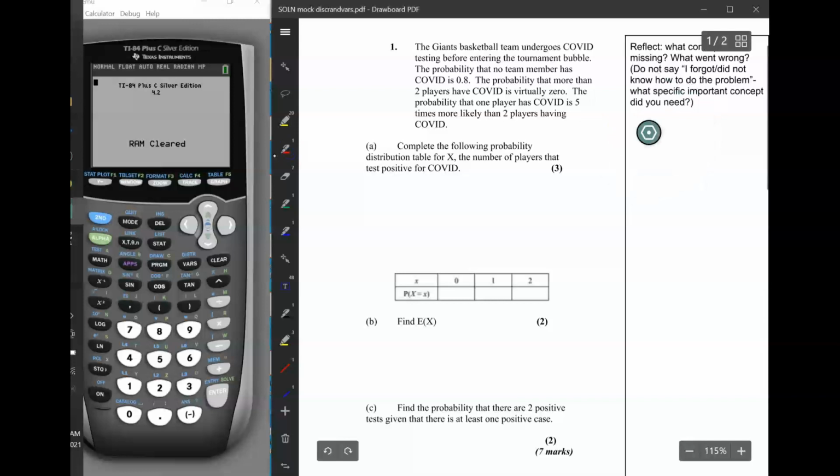This is the mock exam solution for discrete random variables for applications. The Giants basketball team undergoes COVID testing before entering the tournament bubble. The probability that no team member has COVID is 0.8. The probability that more than 2 players have COVID is virtually 0. The probability that 1 player has COVID is 5 times more likely than 2 players having COVID.